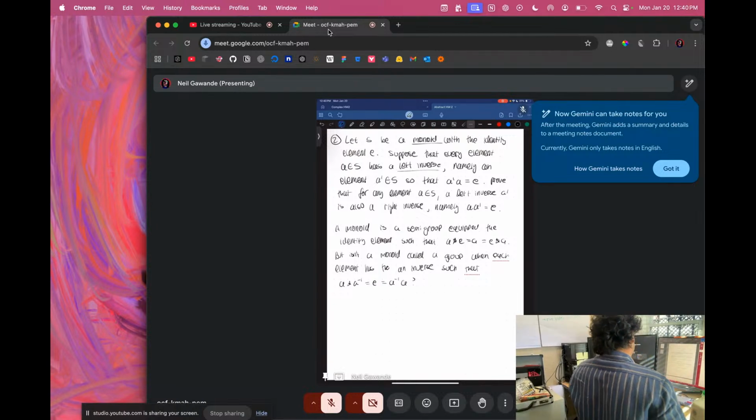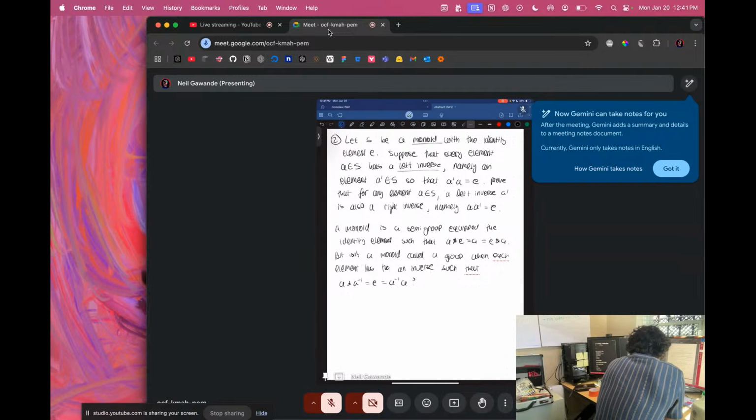Let A be a monoid with identity element E. Suppose that every element has a left inverse. Prove that for any element A in S, a left inverse is also a right inverse.